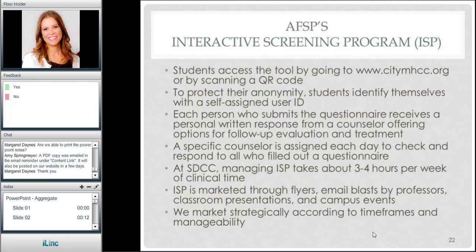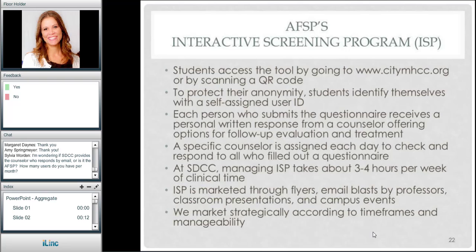So once the student goes onto the website, they self-select a user ID, which they can type in anything they want. They can put, I love dogs or whatever, to keep it anonymous. Obviously, at the point at which they set up an appointment, it would become non-anonymous. But in the beginning, they select their user ID, and then they fill out a questionnaire, which I'll show you in a few minutes.